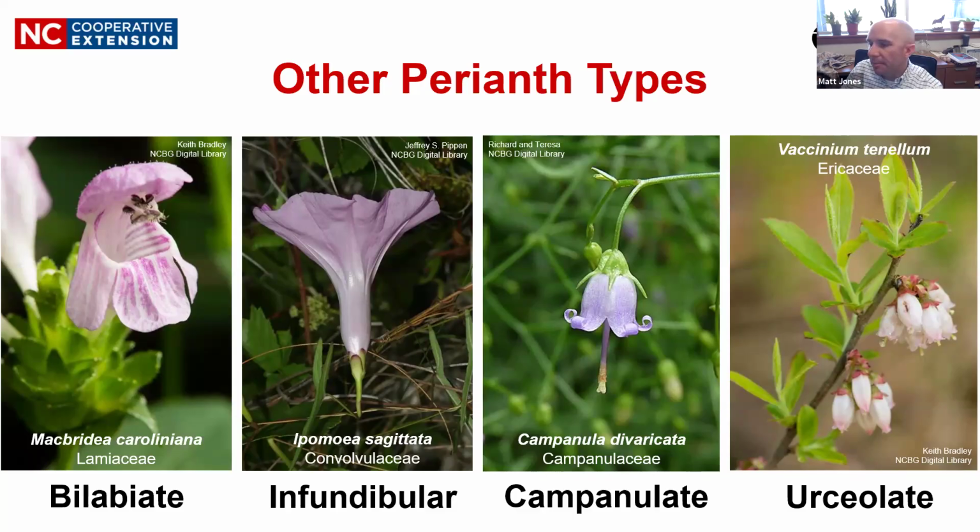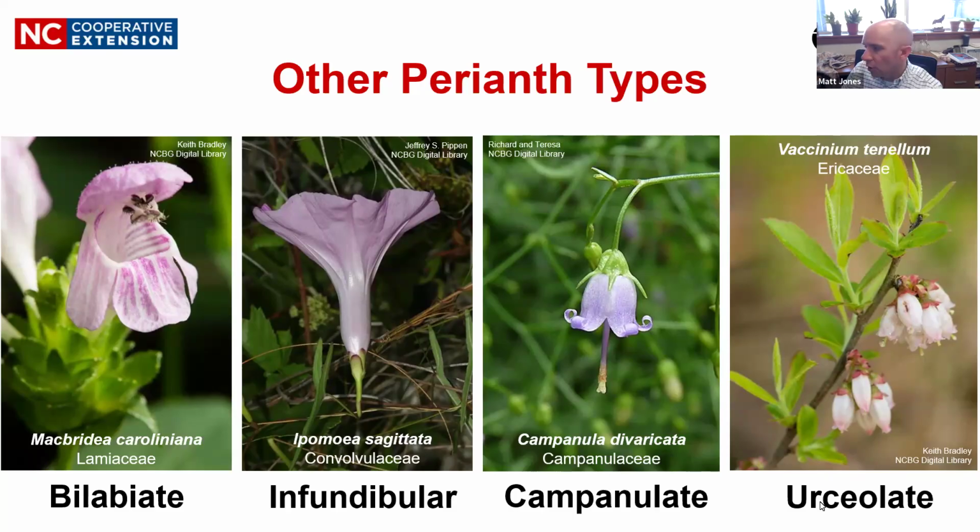I mentioned infundibular flowers or funnel-form shaped flowers. This is a species of morning glory. So you see there are more or less free sepals at the base, but fused petals that flare out in an opening funnel at the tip. Campanulate flowers mean kind of bell-shaped. So they're fused, short and squat, but kind of fused at the base and flare at the tip.